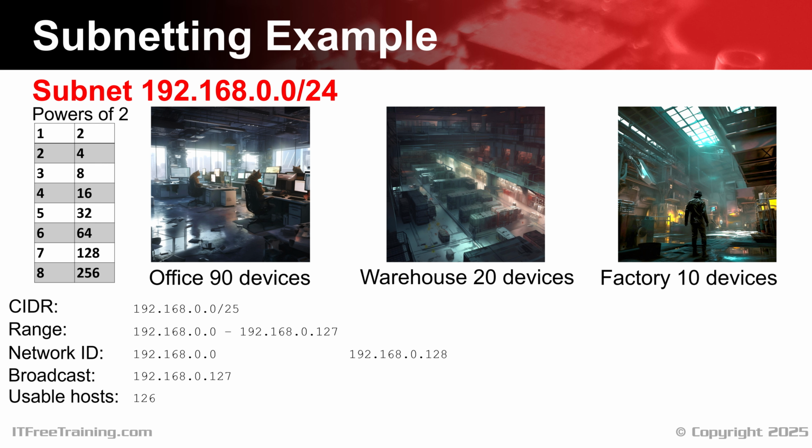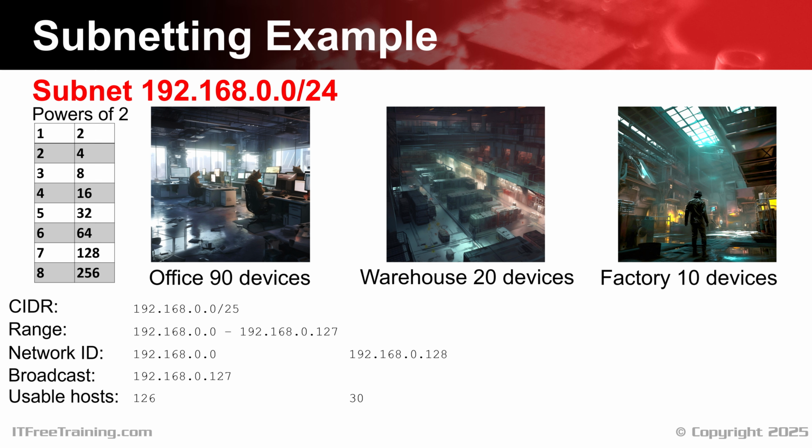I have 20 devices on my network, so I will need to go down to 5, which gives 32. Taking off 2 gives us 30. This gives us 10 more IP addresses than we need. This means the number of usable hosts is 30.